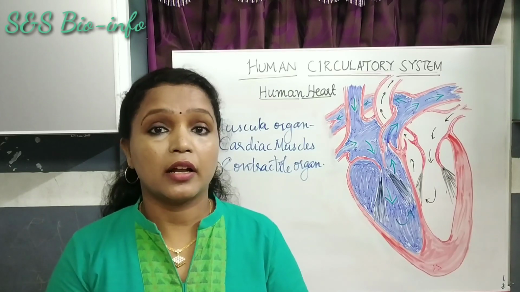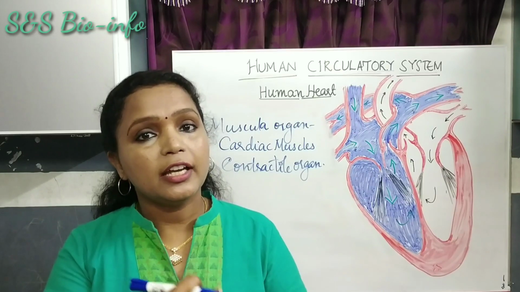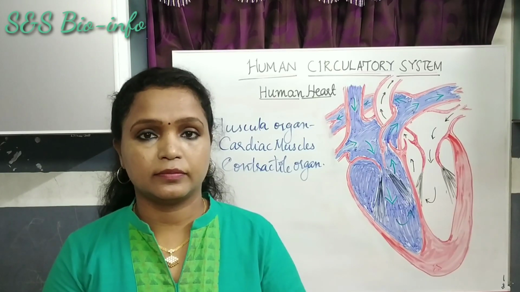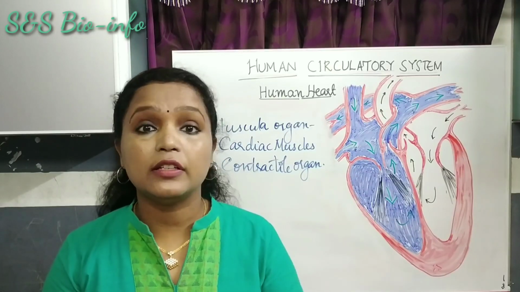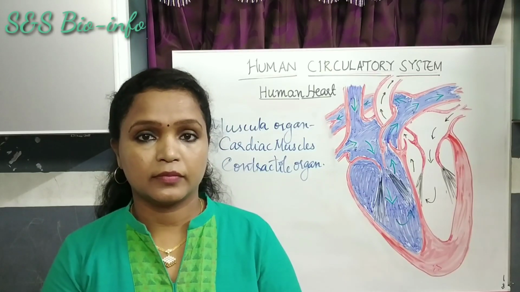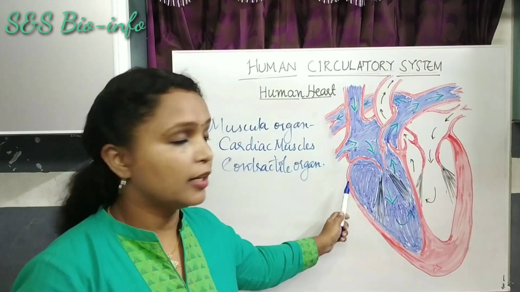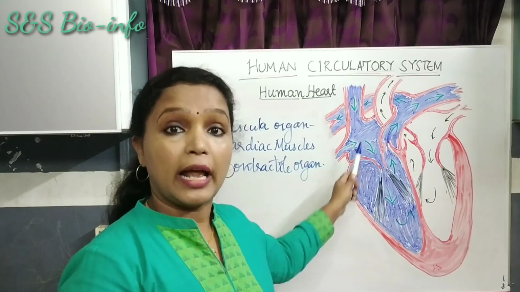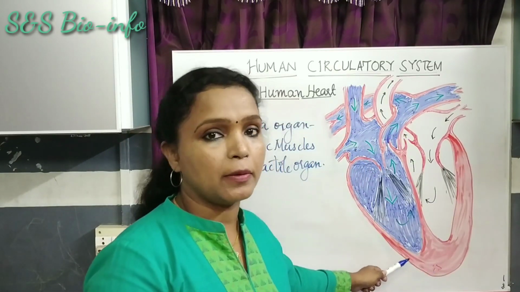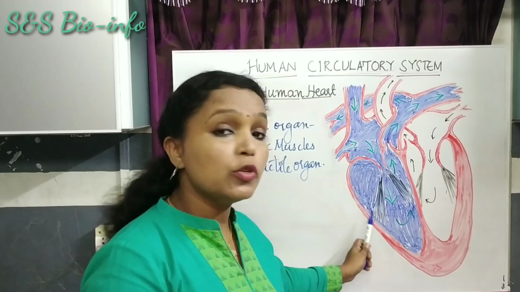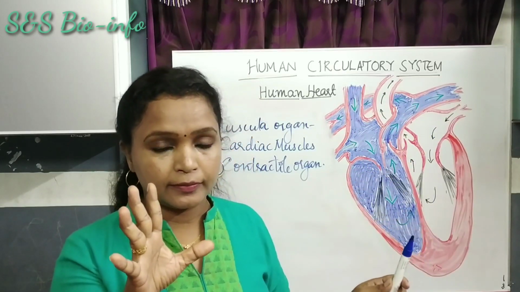Our heart is reddish brown in color, which is located in the thoracic cavity in between the lungs. First of all, let's learn about the morphology, the external features of our heart. Our heart is somewhat conical in shape. So you look at this diagram. This is the upper part or anterior part of the heart. This is the lower part or posterior part of the heart. The posterior part is somewhat conical. The upper part is broad.